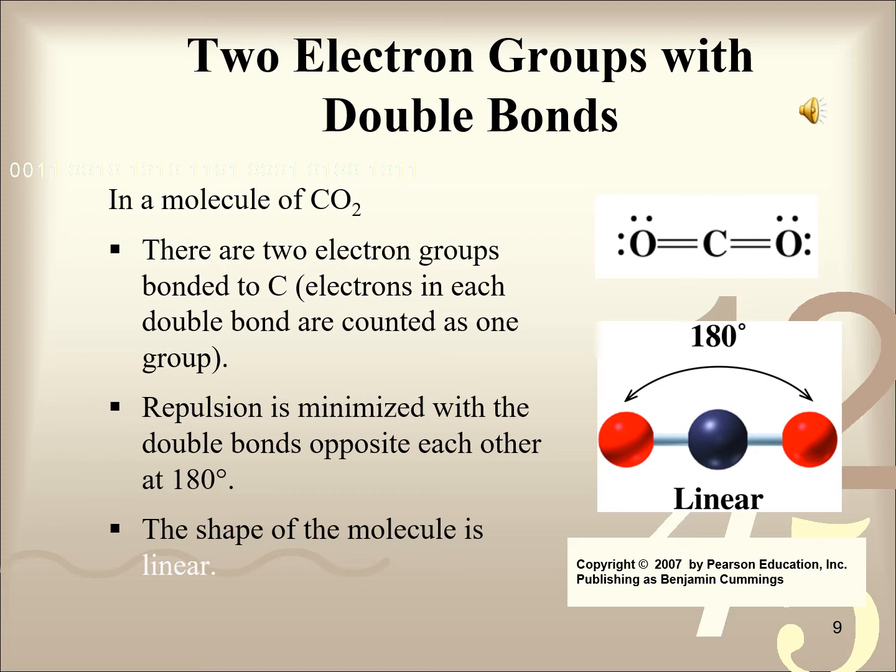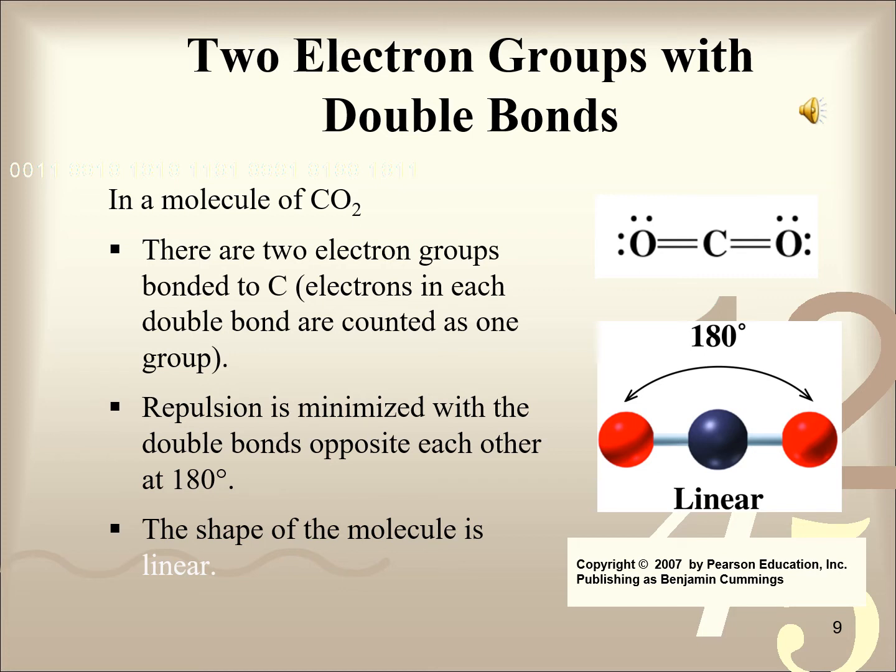What I'm trying to say here, rather confusingly, is double bonds lie in the exact same plane as the single bond. Therefore, when you have a double bond or a triple bond, you're going to count them in terms of VSEPR as if you had one single bond.